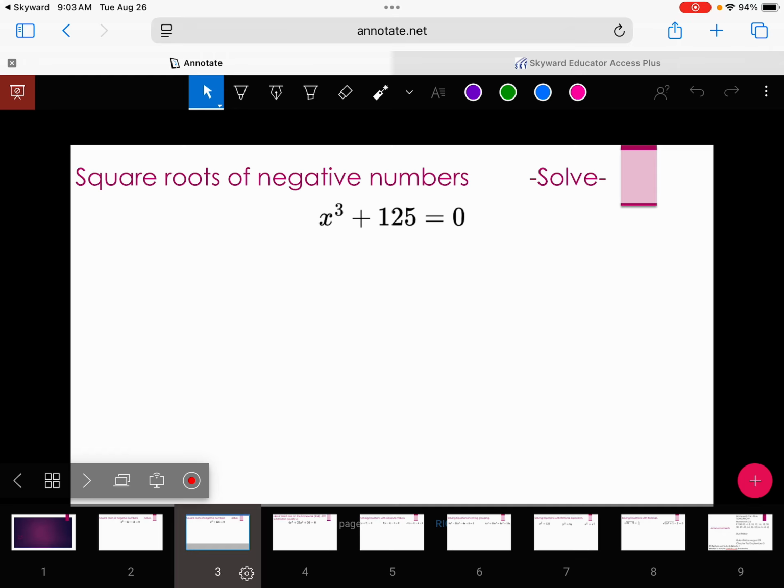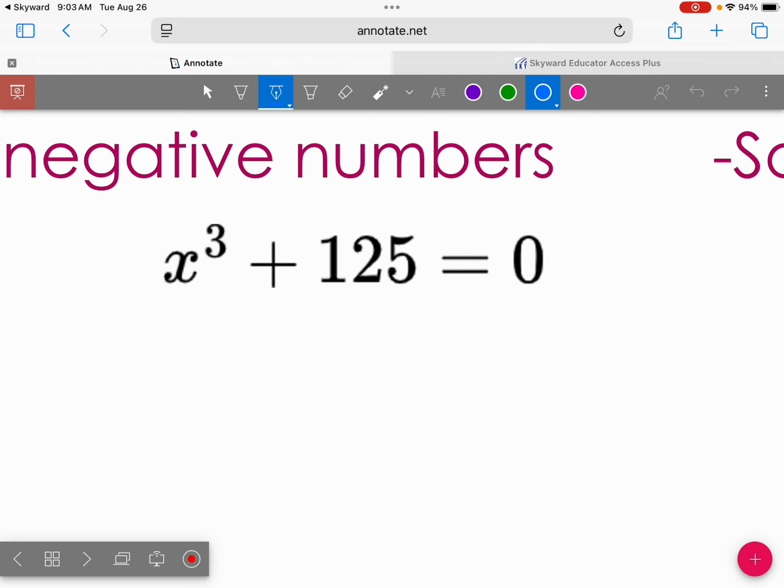All right. What do we notice about this one? It's a cube. We have two cubes here technically. This is the same thing as x cubed. And what cube gives me 125? 5.